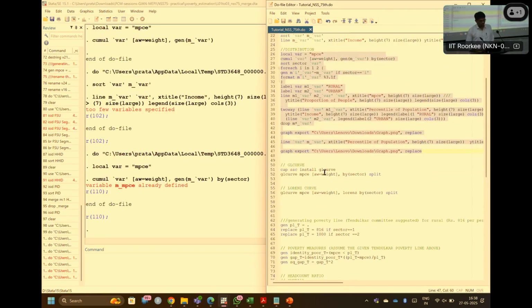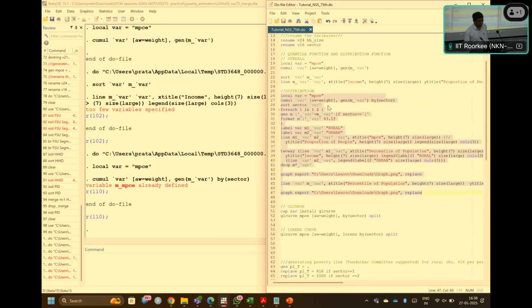So okay, in order to find out the GL curve and the Lorentz curve, you have to install this SSC install GL curve. Okay, so in some of your systems it is not working, right?